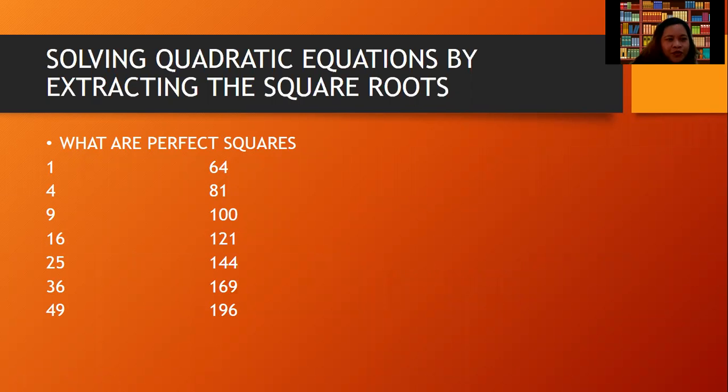Before we do that, we will have a review on what are those numbers that are perfect squares. So they are 1, 4, 9, 16, 25, 36, 49, 64, 81, 100, 121, 144, 169, 196. So those are perfect squares. We will be needing that one in extracting the square roots of a quadratic equation.